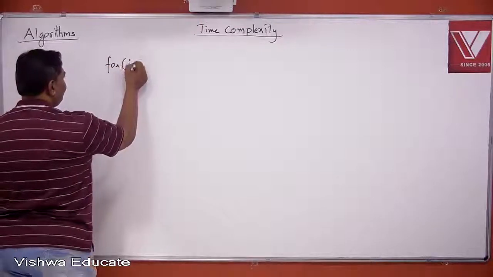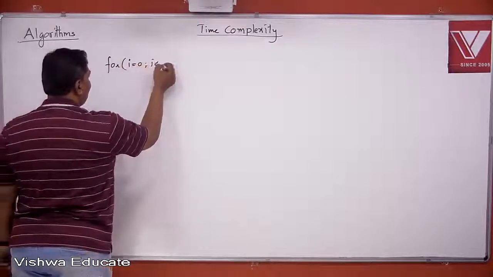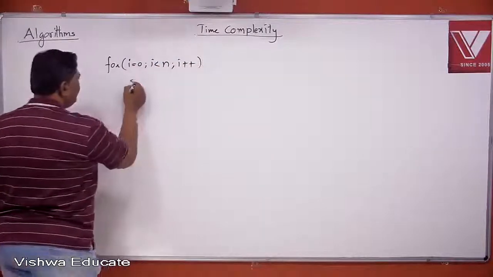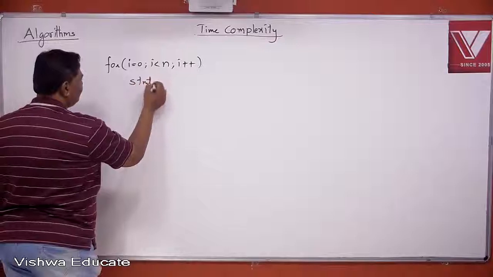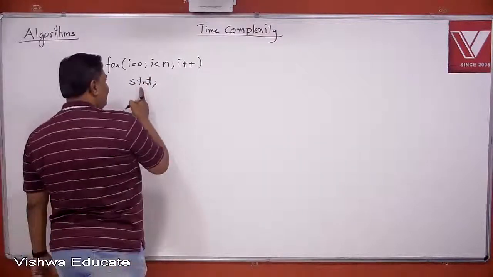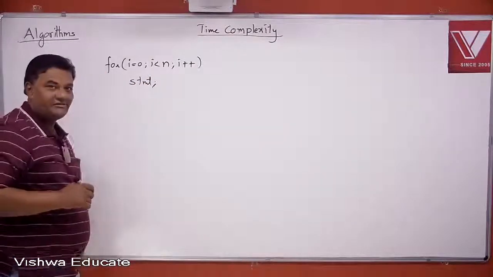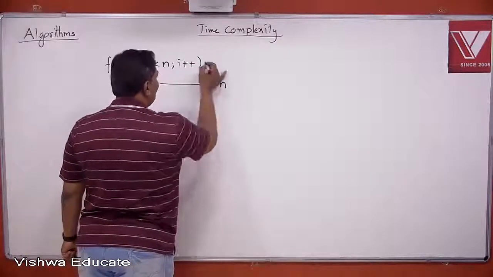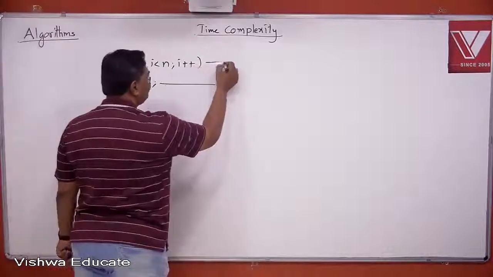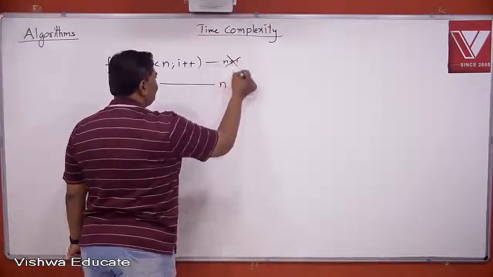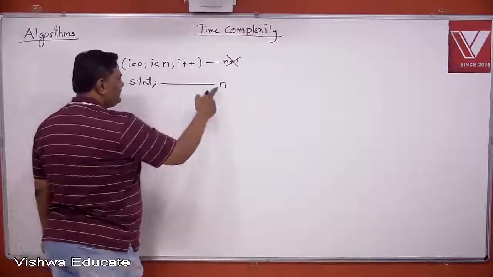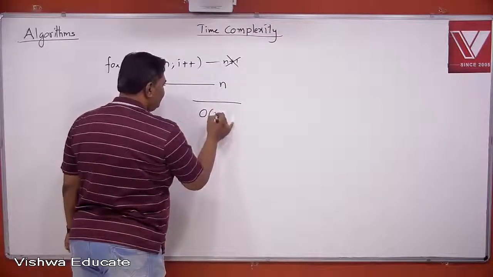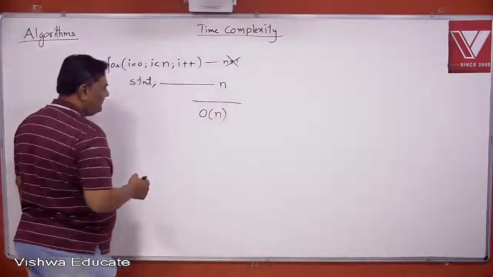We know this: for i assign 0, i less than n, i plus plus. Some statement is there inside. How many times will this statement execute? This will execute n times. What about this n plus 1? No, we are not interested in this. We are interested only in this one. Then the time complexity we can call order of n.